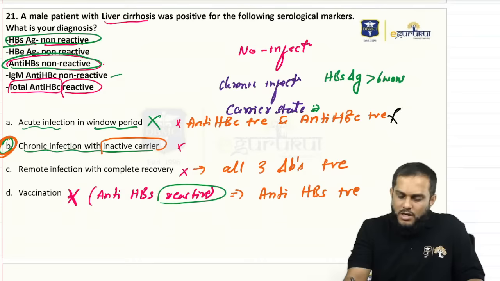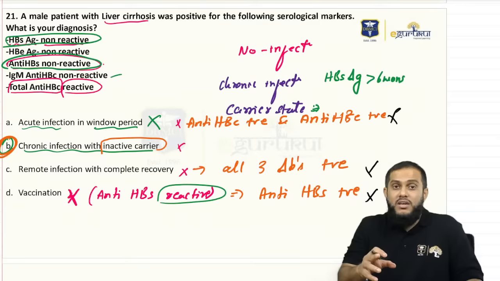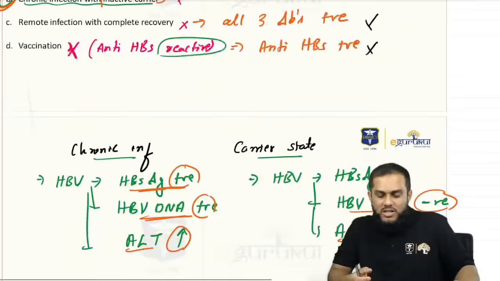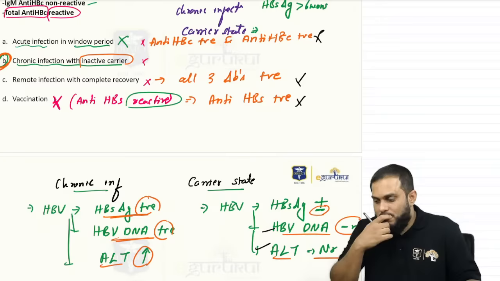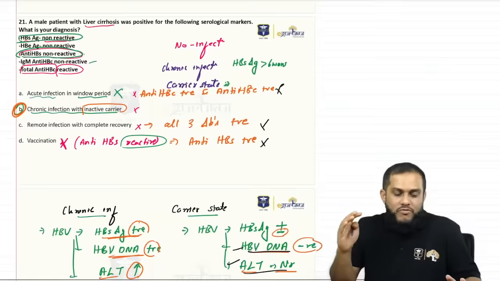HBsAg is not there, right? That is possible in the carrier state. And regarding the remaining things, whether HBV DNA and ALT were mentioned in the question or not, I didn't get the right response from the students. With the available history, that is what we have got.